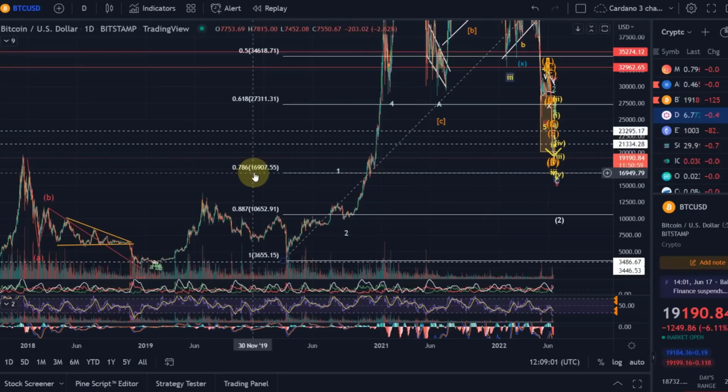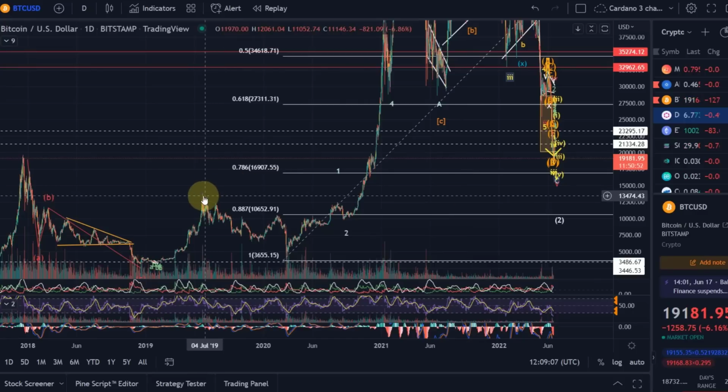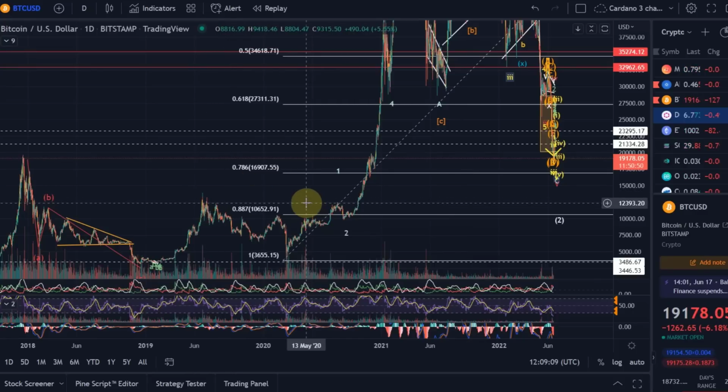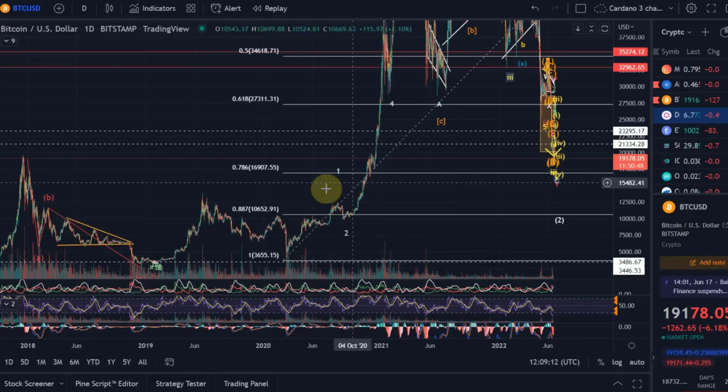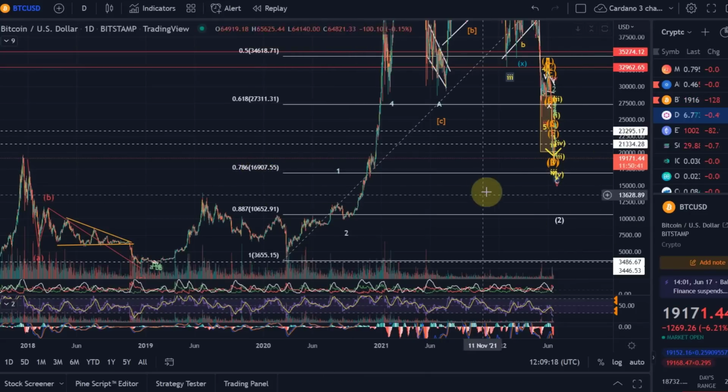Now, if we lose that level, there are some support levels along the way, like here, 13,783, that swing high, 12,500 pretty much. But let's just assume for now, until a level isn't broken, it doesn't really make sense to speculate where we're going.